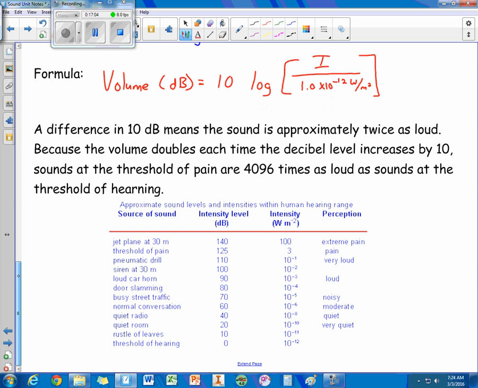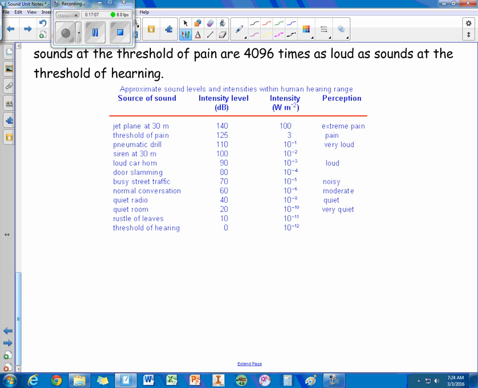So this chart right here gives us some different sounds and their decibels. So notice that the threshold of hearing is 1 times 10 to the negative 12th. So its decibel level is 0. And there's a reason for that. There are some properties of log. So log of, let's say, some number x divided by x, in other words, log of 1 equals 0. So that's one property of log.